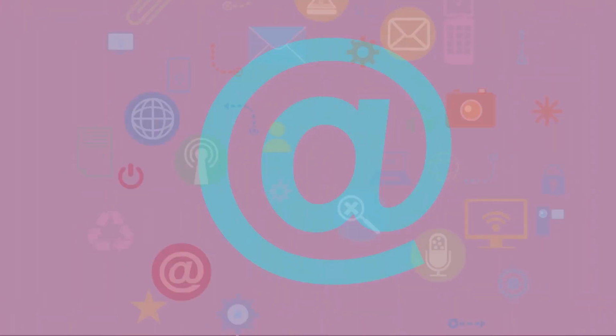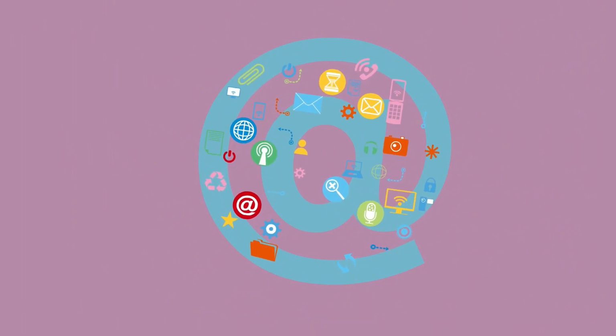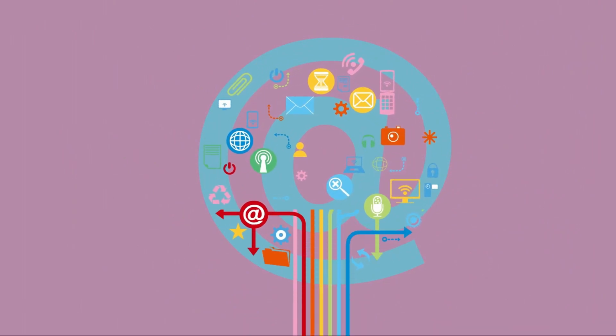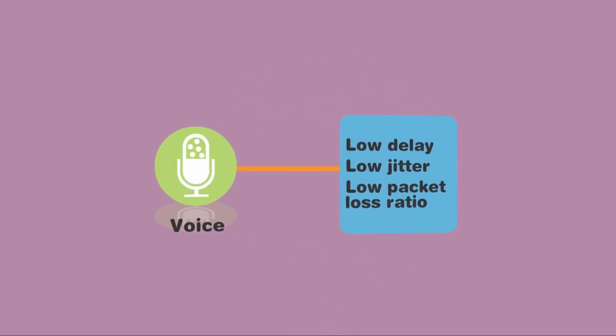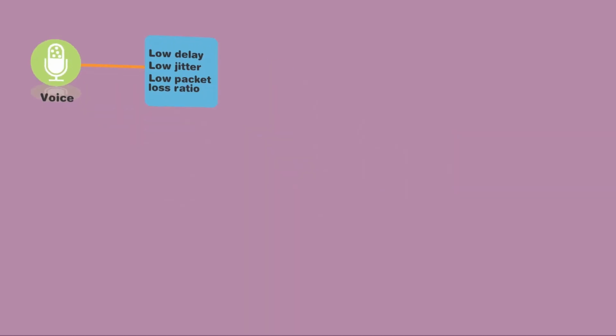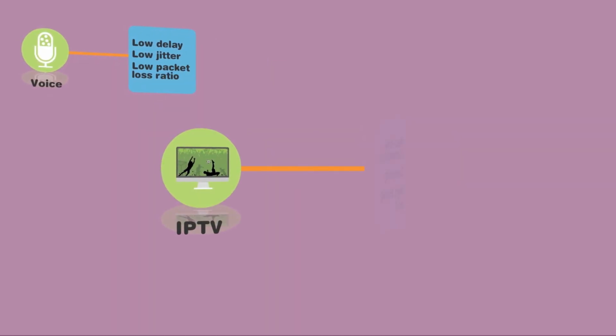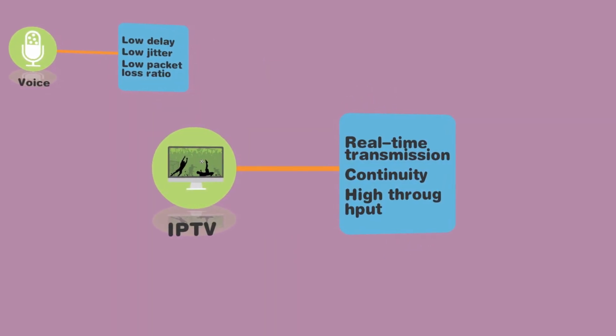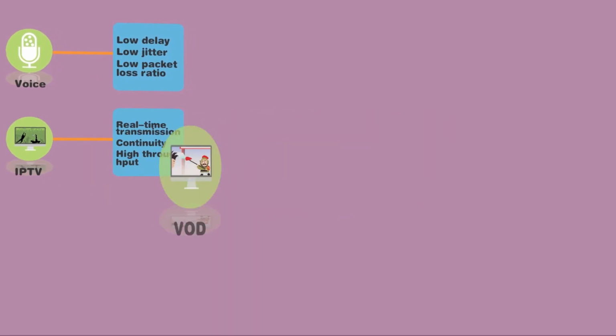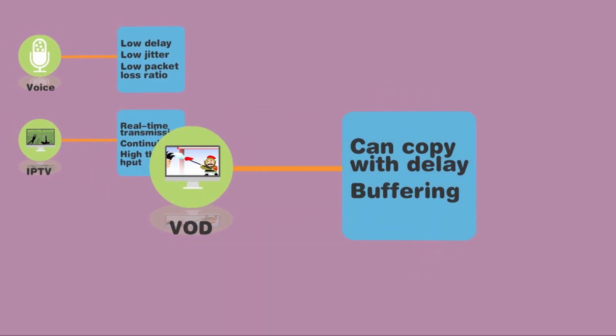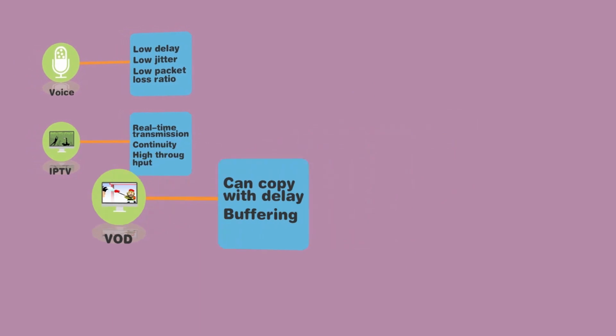The live network has more applications and complex links, so the link group mode is more flexible for link selection. Voice services require a low delay, low jitter, and low packet loss ratio. IPTV services are live and provisioned in real time, requiring continuity and high throughput. Voice-on-demand services do not require real-time transmission and can cope with delay and buffering.